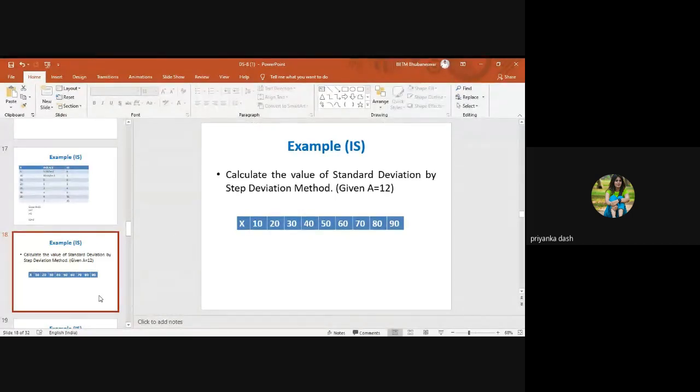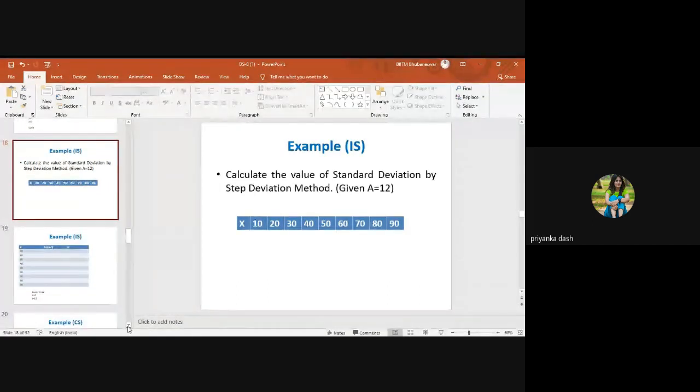The value of n is 9. Common factor I stands for 10. Here mean is given, and the x variable. So you proceed to calculate the deviation in I.